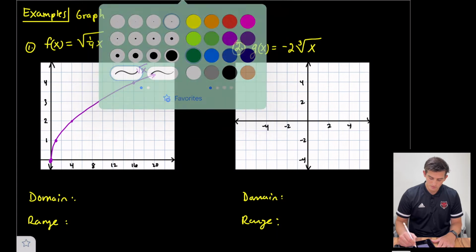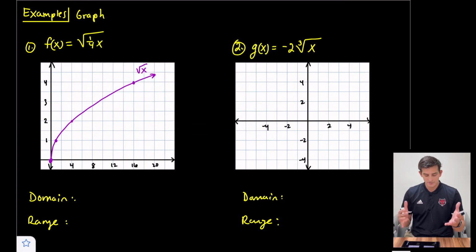We'll switch up our color to green, and now we'll graph the f of x function, the square root of 1/4 x. If you've had any past experience with transformations, which hopefully you have at this point, you notice that we are multiplying 1/4 to x. Anytime there's multiplication involved, that's a stretch or a shrink of the graph. And when we are multiplying x, it's a horizontal stretch or shrink.